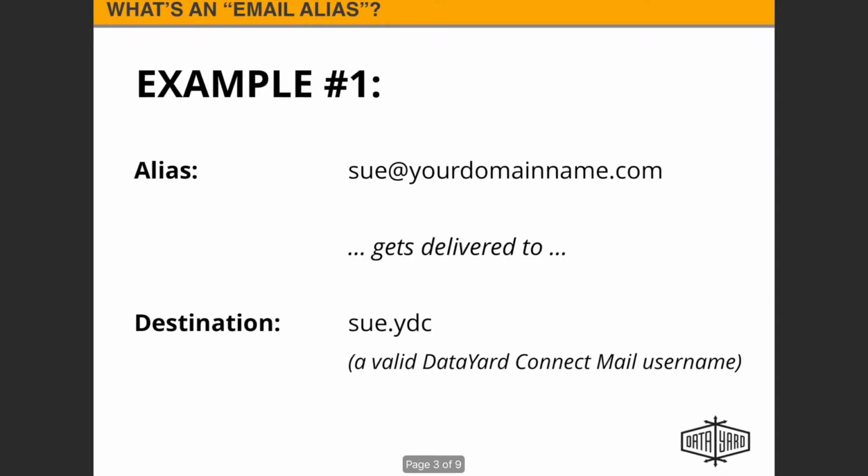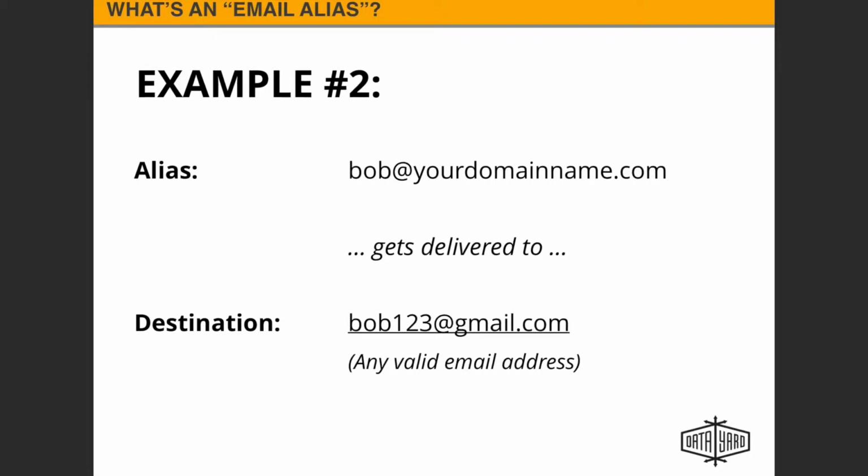As a couple examples, let's look at this one, sue@yourdomainname.com. That's an email alias you can create, you can define, and then you can say that email for that particular email address gets delivered to sue.ydc, which could be a valid DataYard Connect Mail username delivered right here to a mailbox here at DataYard. As another example, we could say that an alias for bob@yourdomainname.com gets delivered to bob123@gmail.com. So an email alias can also deliver to any valid email address, even those outside of the DataYard environment.